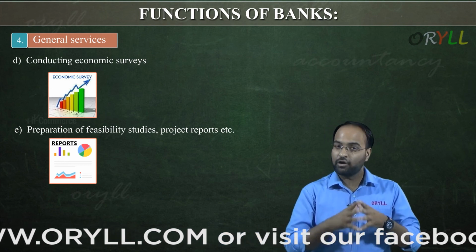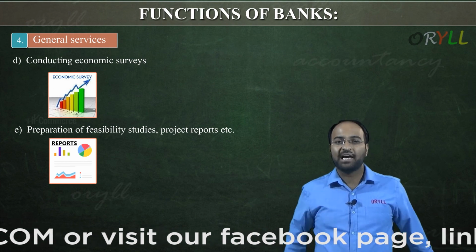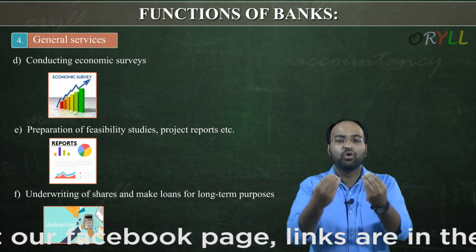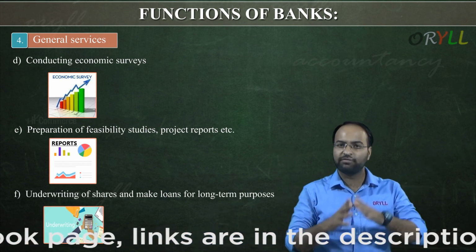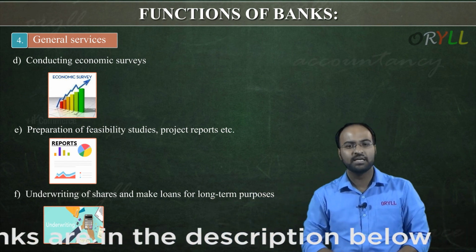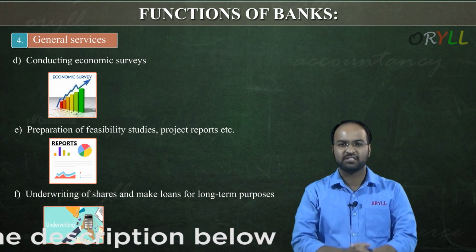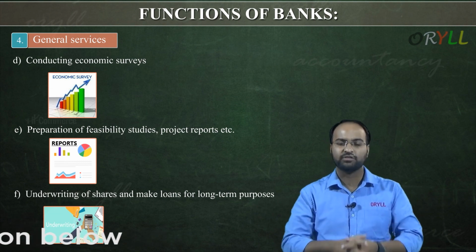Got it? Banks are also saying to the customers, to the businessman, boss, I'll underwrite your shares also. Got it? And if you want, we'll give you loans for long term purposes also. You come to us, we'll give loans not only for the short term but for long term purposes also. So underwriting of shares and making loans for long term purposes, all these are the general services of the bank. Got it here? So with this we have completed the functions of a bank.